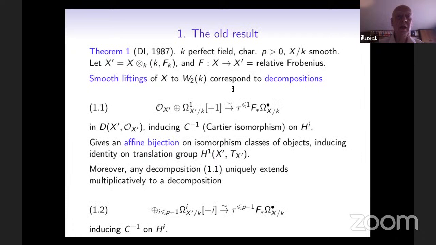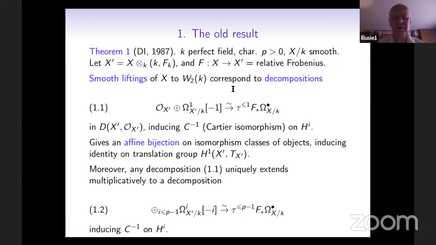So the old result, what does it say? You start with a perfect field k of characteristic p positive and a smooth scheme X over k. For some reason, I like to denote by X' the pullback by the Frobenius of the base, which is in fact an automorphism, so there's not much difference. But then I have the Frobenius, which is O_X'-linear, from X to X'. And then the main result of my paper with Deligne was that to any smooth lift X̃ of X to W_2(k) is associated a decomposition in the derived category of the one truncation of the de Rham complex, viewed as an object of the derived category of O_X'-modules, τ_{≤1} F_* Ω.